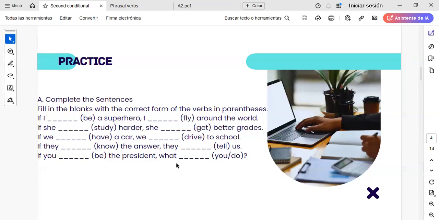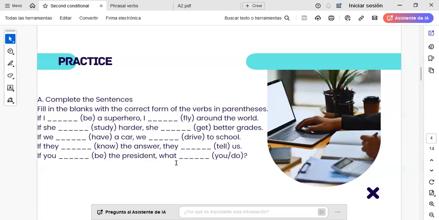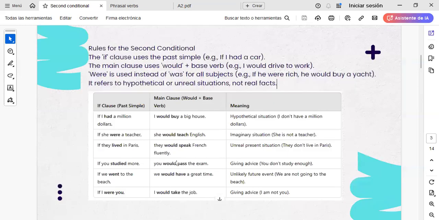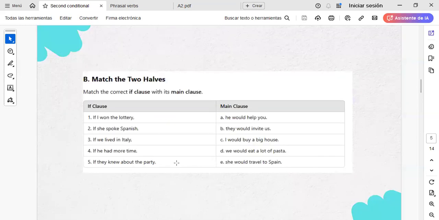Okay, let's continue. Now match the two halves. Match the correct if clause with the main clause. So, number 1, please, Jonathan. If I won the lottery, I would buy a big house.